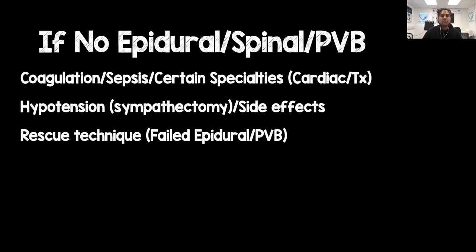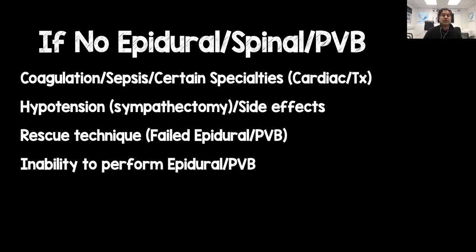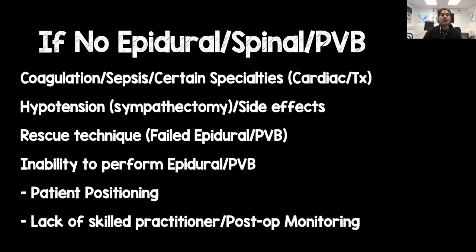We may need to use them if the primary technique we performed hasn't worked, so we may need them as a rescue technique. It may be that actually we can't perform an epidural or paravertebral, and that may be because, if you remove the coagulation issues, maybe the patient's unable to move onto their side or prone or sitting up in order to site a block. Or it may be, and this is something that's becoming more relevant nowadays, because we don't have enough skilled practitioners to perform them. Certainly, if you think about the number of thoracic epidurals that most centres provide now, there's certainly less than I think we used to in the past for a whole host of reasons.